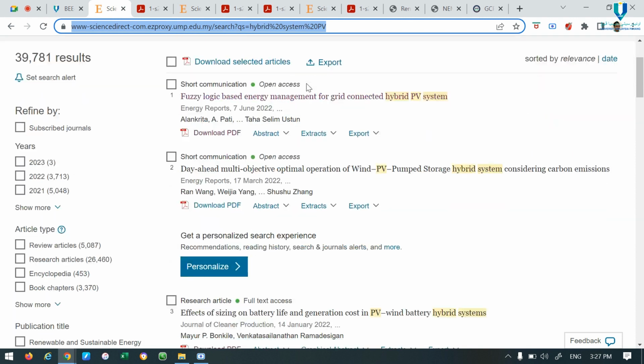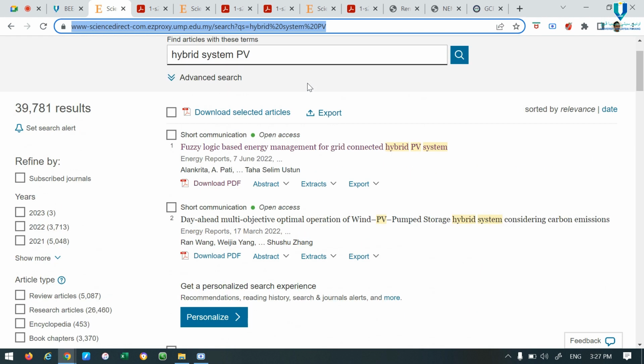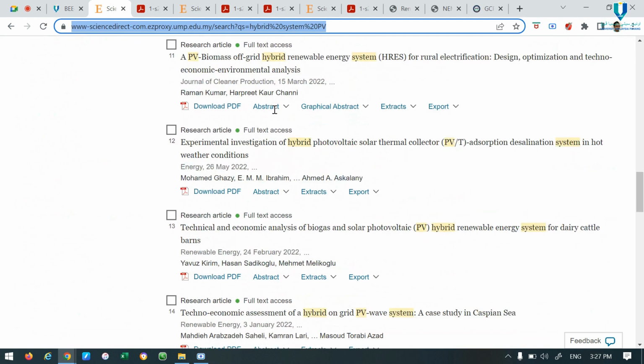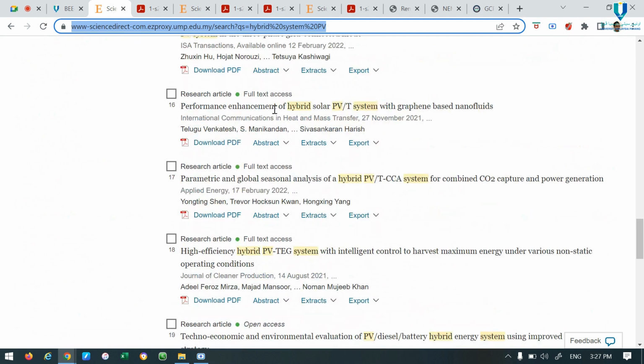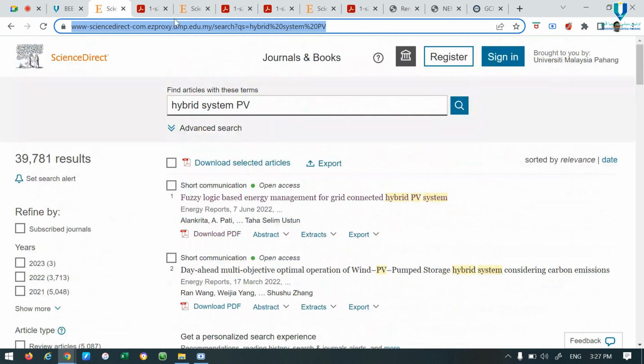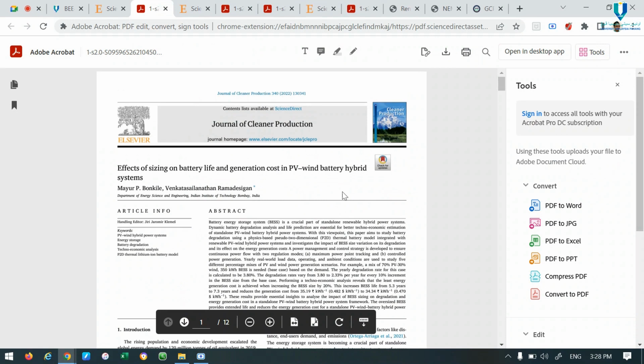Okay, hybrid system. If you go to ScienceDirect, there are a lot. You just type, for example, hybrid system PV, and you are going to have a long list of published papers regarding hybrid systems with PV. So I just pick one example, regardless of the name of the journal, even Cleaner Production, whatever it is, I don't care.